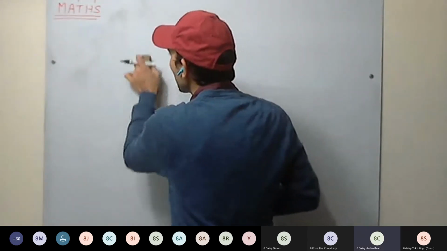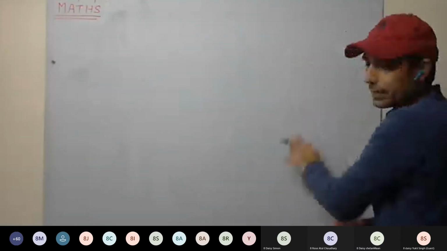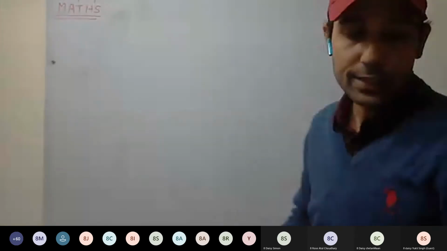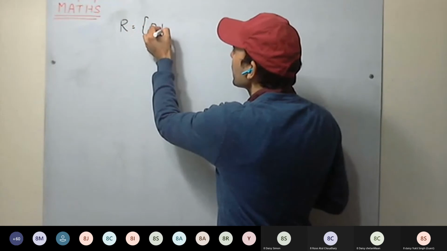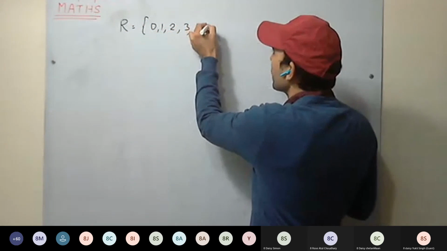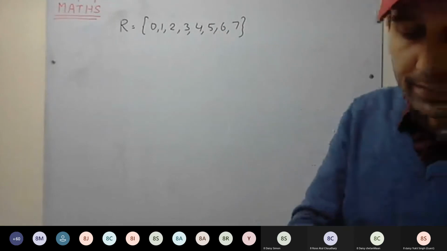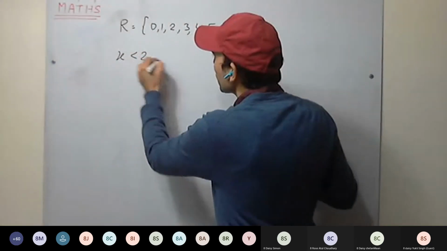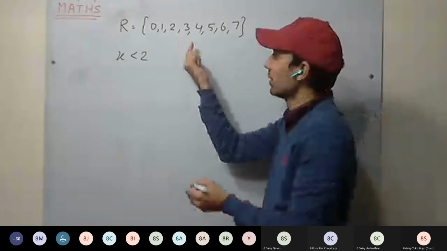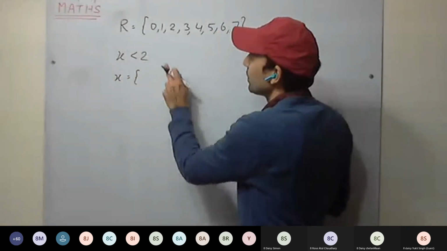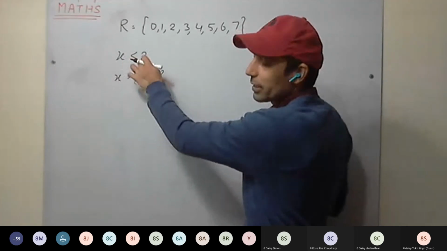So first write the replacement set on top in the notebook and then start one by one. The replacement set is 0, 1, 2, 3, 4, 5, 6, 7. This is the set from which the values are to be taken. Now first is x less than 2. What all values x can take? 0 and 1. 2 it can't take, as 2 is not less than 2.